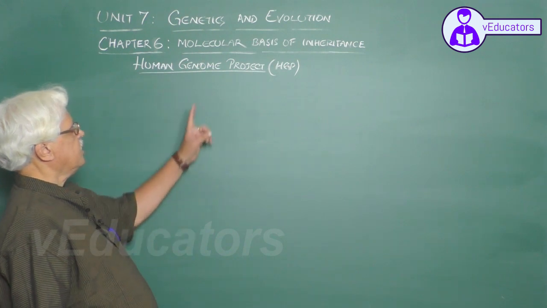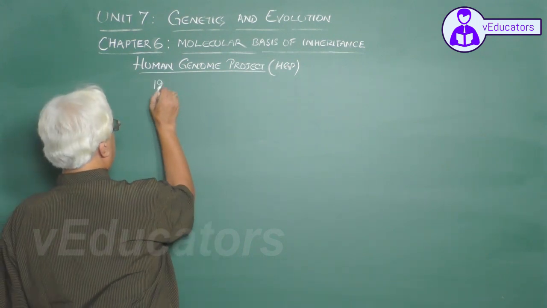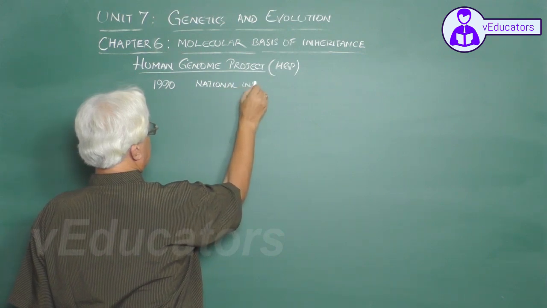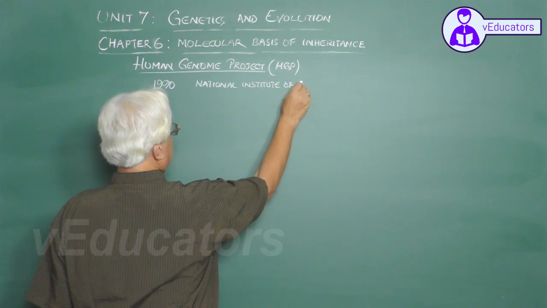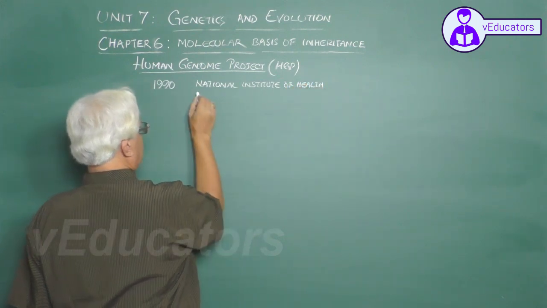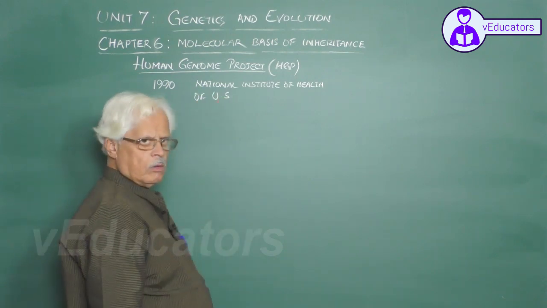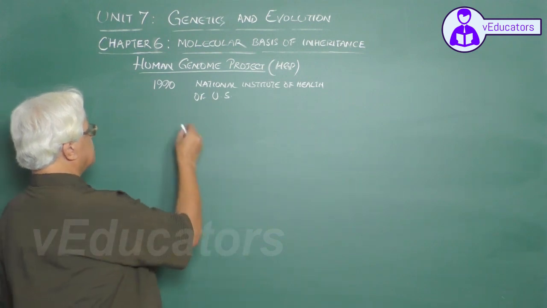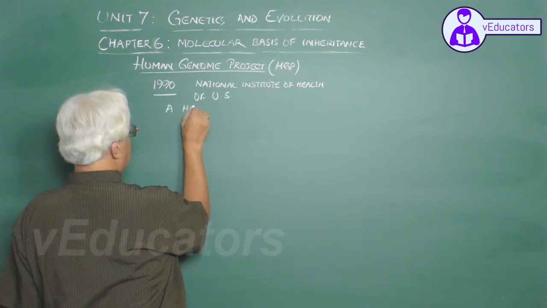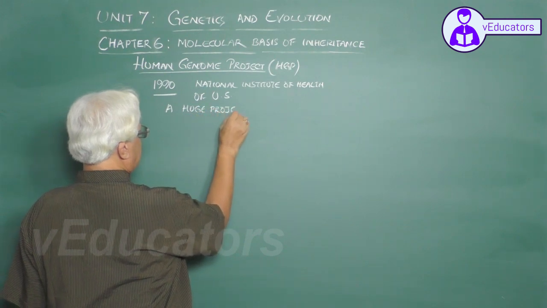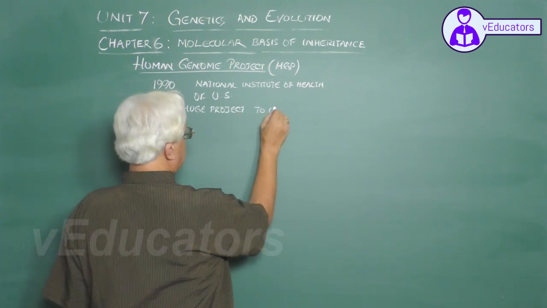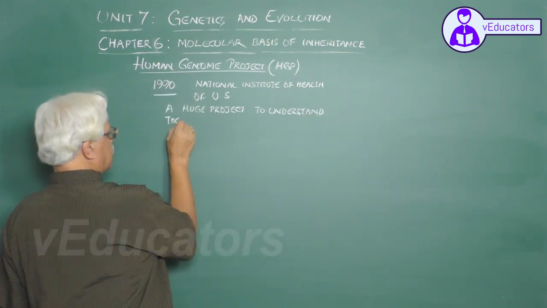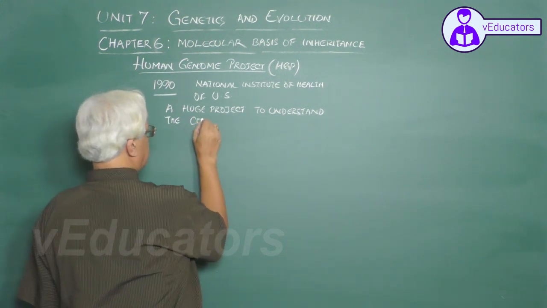So, in the year 1990, the National Institute of Health of US government, along with cooperation from UK and many other countries, started a huge project, a collaborative project to understand the complexity of human genome.